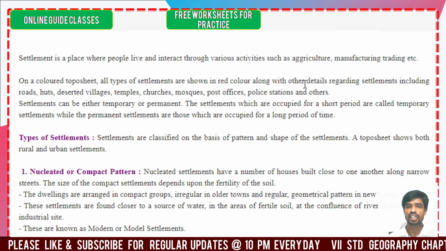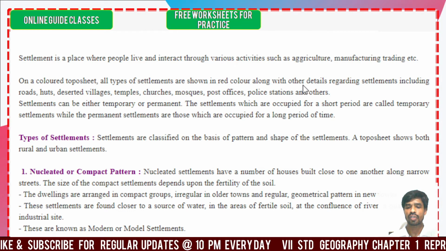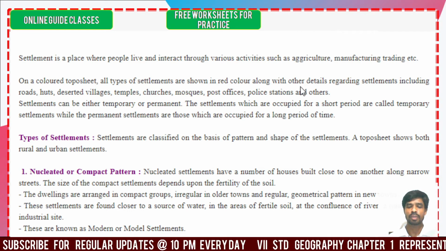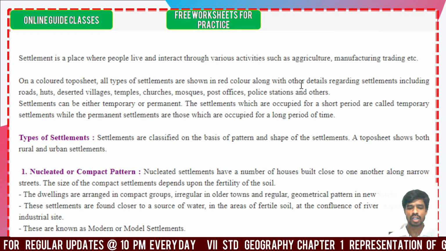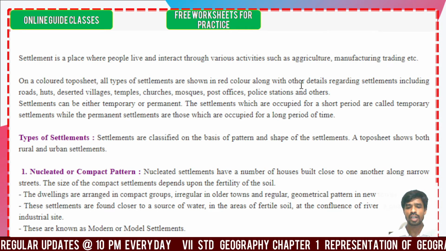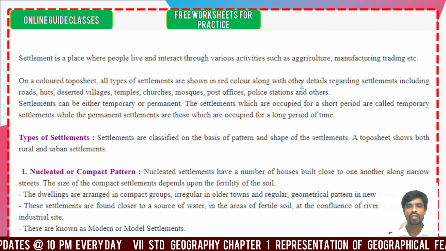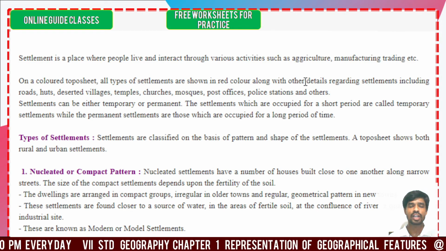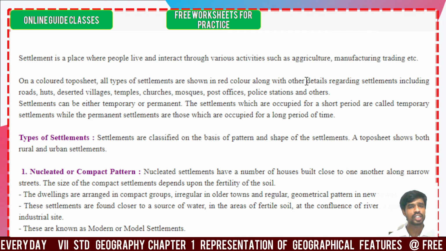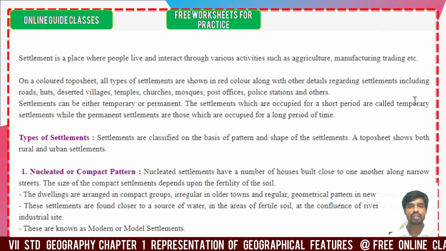On the basis of facilities, again it is divided into two parts: rural settlement and urban settlement. What do you mean by rural settlement? Rural settlements are those where people are engaged in village works like agriculture, hunting, fishing. Okay, they use primary activity. They don't have any kind of facilities. They live a very simple life. That type of settlement is called a rural settlement.